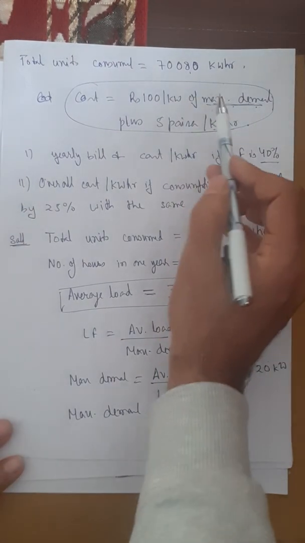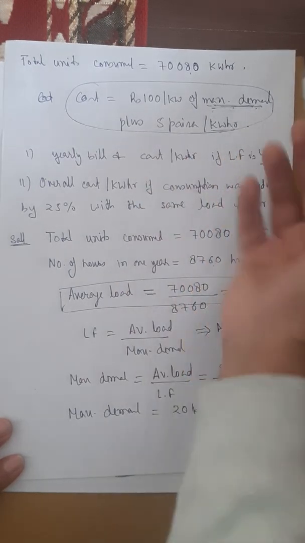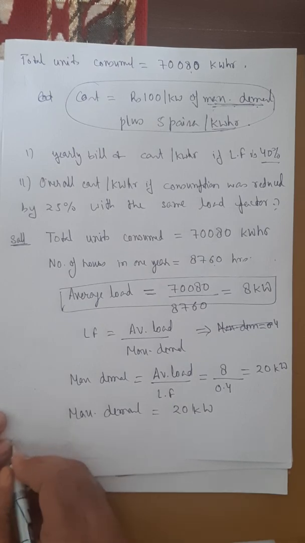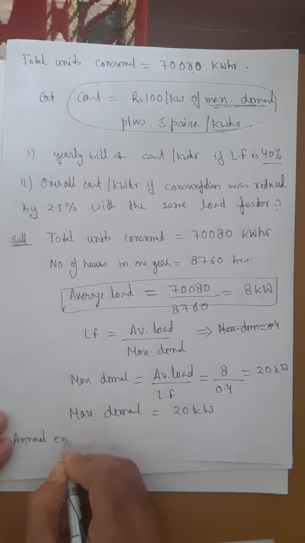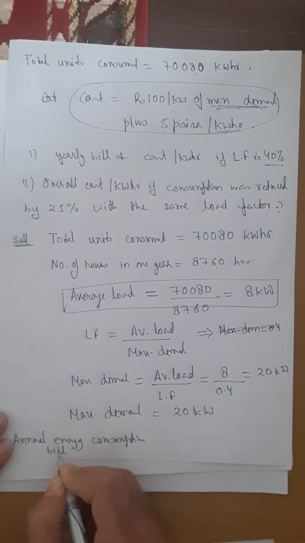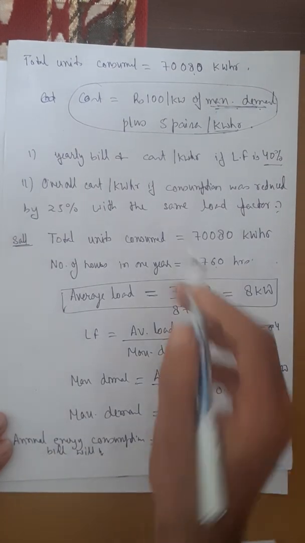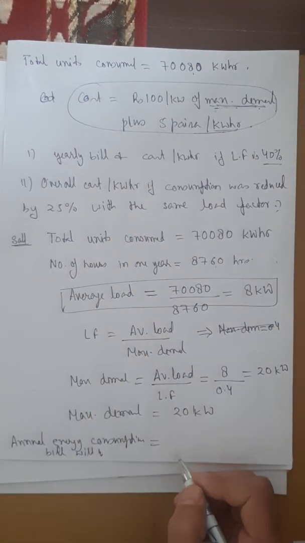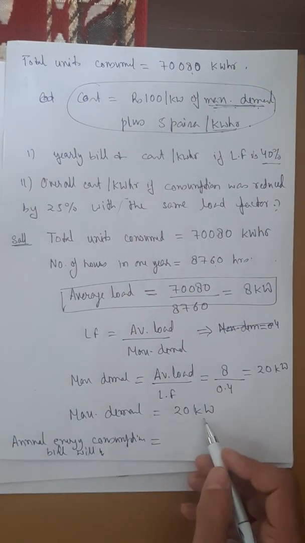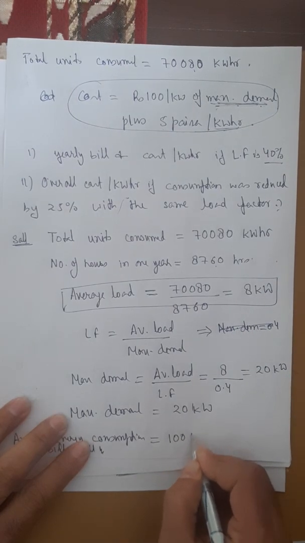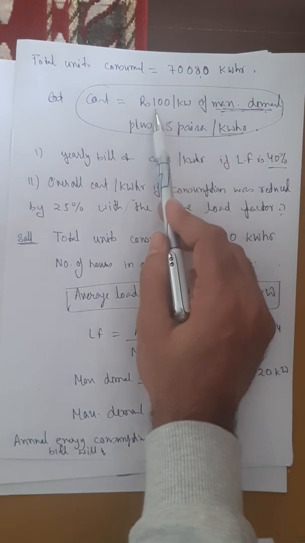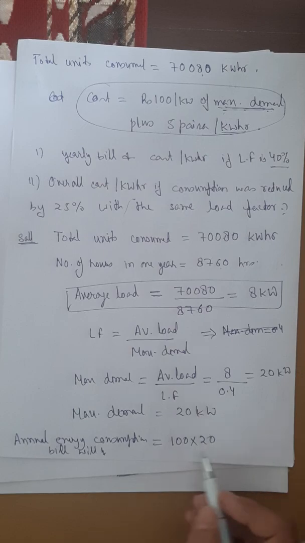For calculating the cost, you need maximum demand and the total number of units consumed. So you have the maximum demand, and now you can easily calculate the cost, or the annual energy consumption bill. What is the method? Rupees 100 per kilowatt. For 1 kilowatt of maximum demand we are charging rupees 100. So for 20 kilowatt of maximum demand, it will be 100 multiplied by 20.